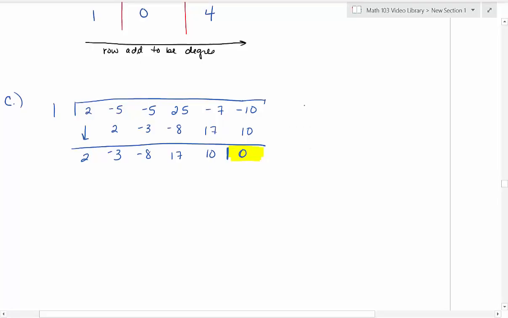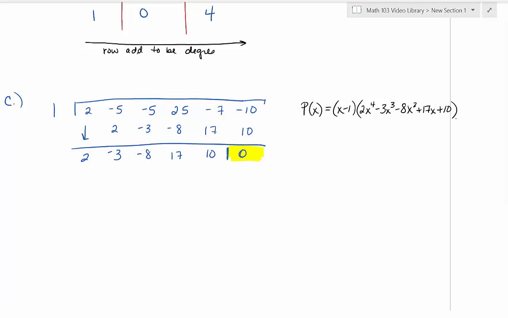Starting to factor p of x. Since 1 is a 0, we know that x minus 1 is a factor. P of x was 5th degree. We divided it by a 1st degree, so our next factor is going to be 4th degree. And we get the coefficients from the bottom line of our synthetic division. So p of x equals x minus 1 times 2x to the 4th minus 3x to the 3rd minus 8x squared plus 17x plus 10.